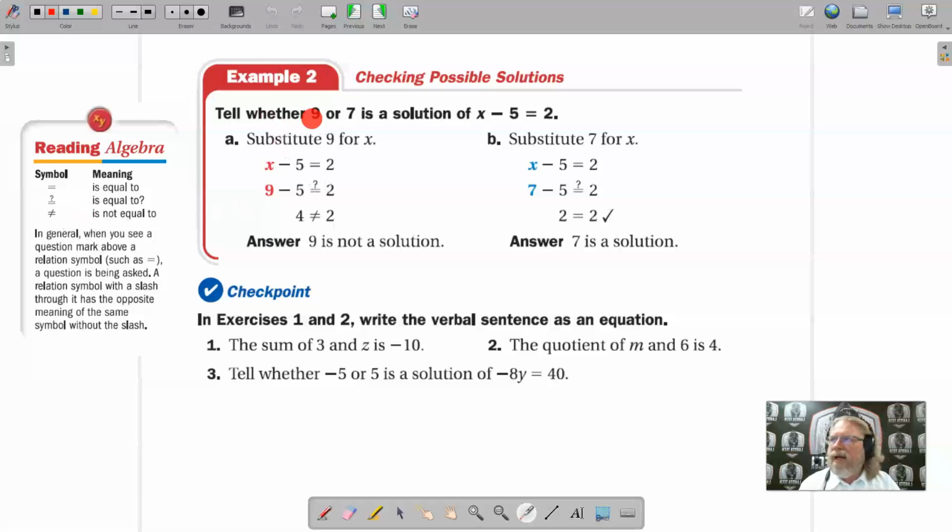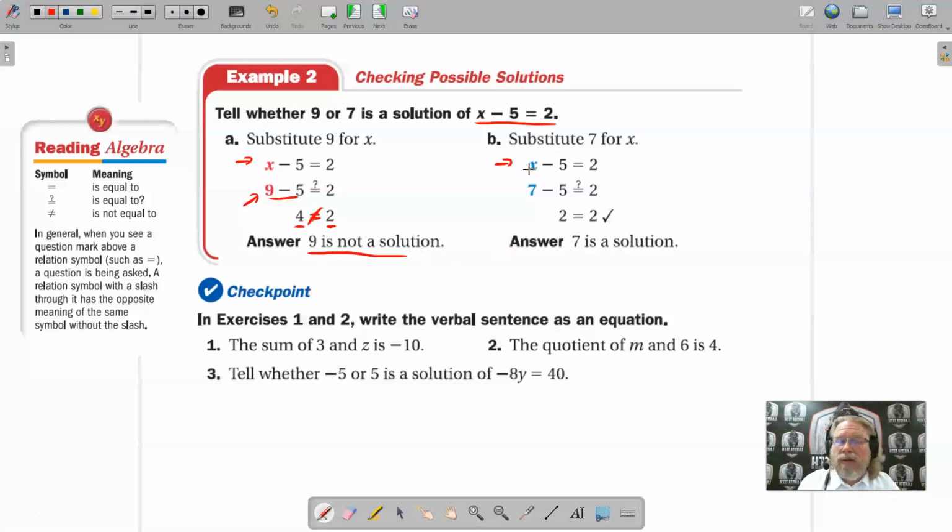So tell whether 9 or 7 is a solution of x minus 5 equals 2. So we're going to start off with the x minus 5. We'll rewrite our equation. And then we will substitute in the 9. And we've done that here. And 9 minus 5 is 4. Is 4 equal to 2? No, it's not. So it's not equal to. So 9 is not a solution. Let's try it over here. We rewrite the equation.